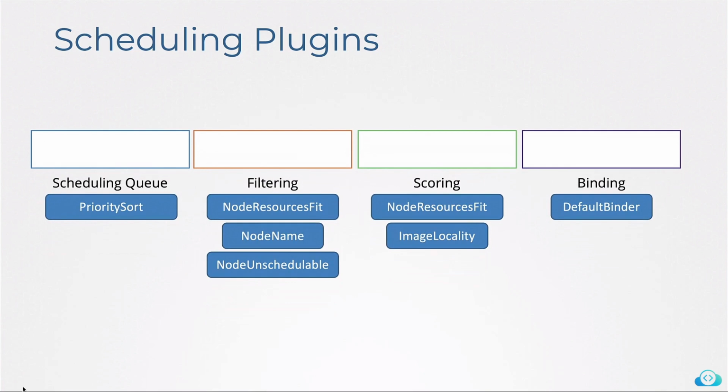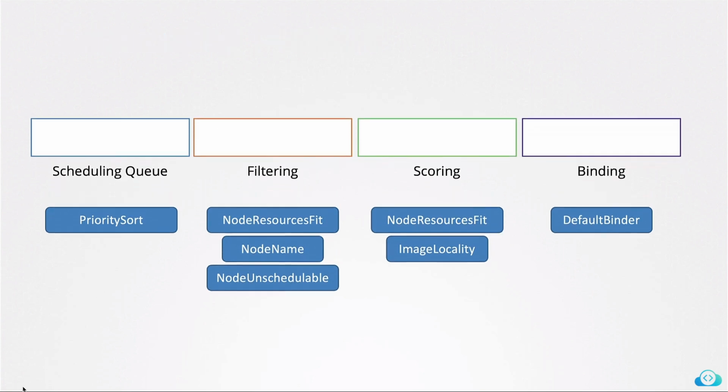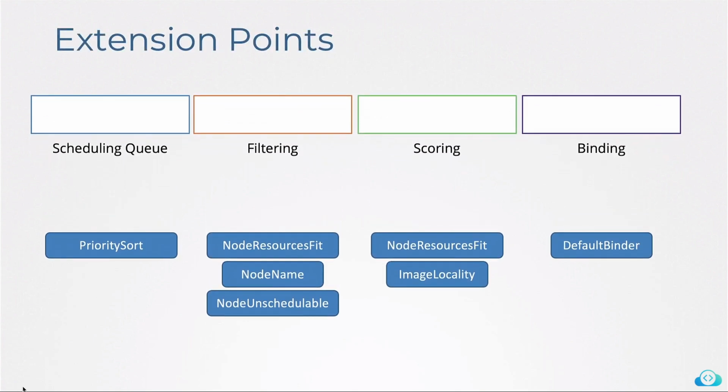Now, the highly extensible nature of Kubernetes makes it possible for us to customize what plugins go where, and for us to write our own plugins and plug them in here. That is achieved with the help of what are called extension points. At each stage, there is an extension point to which a plugin can be plugged. In the scheduling queue, we have a queue sort extension to which the priority sort plugin is plugged. And then we have the filter extension, the score and the bind extension to which each of these plugins that we just talked about are plugged.